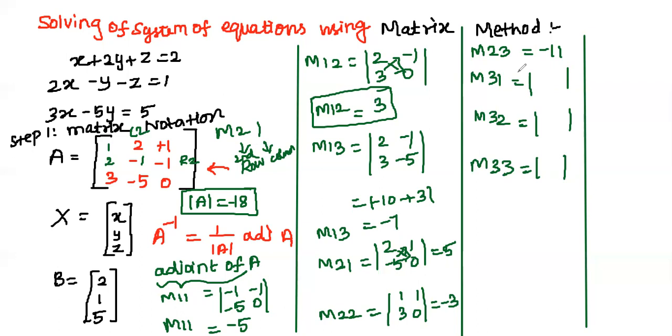What is M31? Minus 1. So this is in the position of third row, first column. So we'll be having this as minus 2, 1, minus 1, minus 1. So it's minus 2 and plus 1, which is minus 1. Yes, very good.